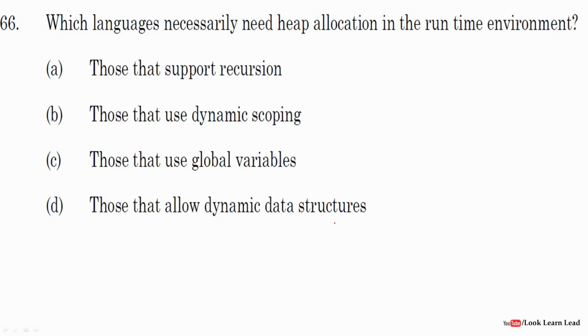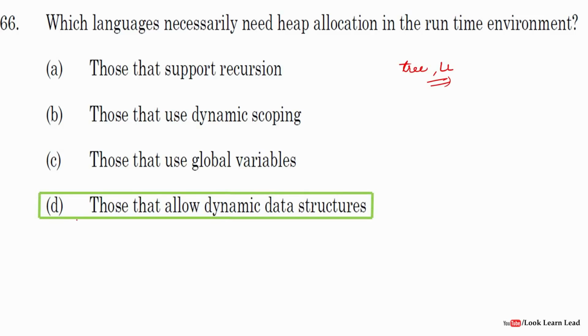Next, which languages necessarily need heap allocation in the runtime environment? Heap is needed by dynamic data structures such as trees and linked lists. So those languages which allow dynamic data structures require heap allocation in the runtime. So this is our option D, because global variables and dynamic scoping are not related to heap allocation. So, dynamic data structures.